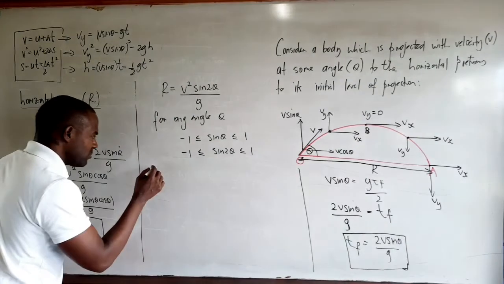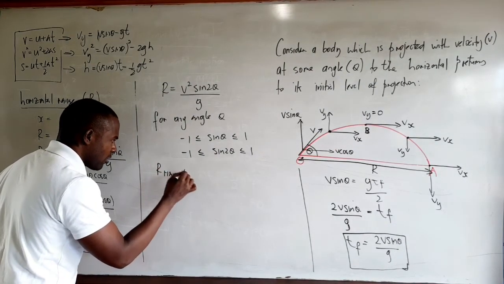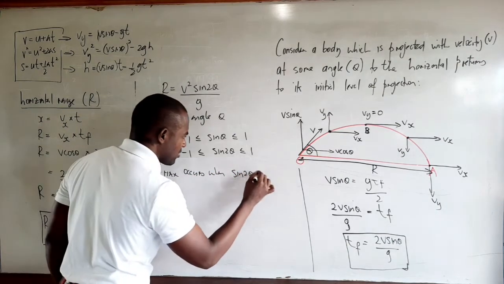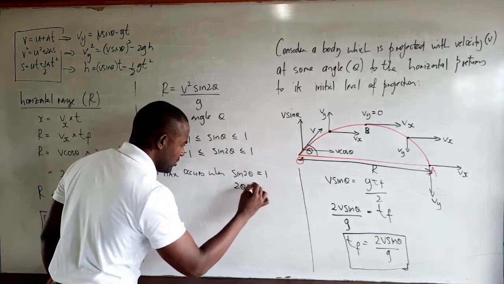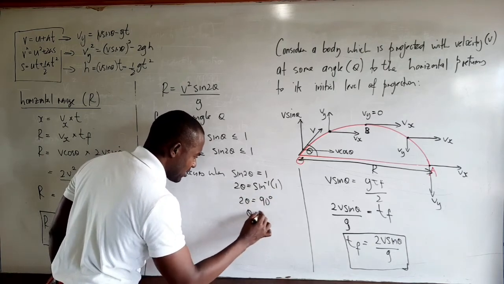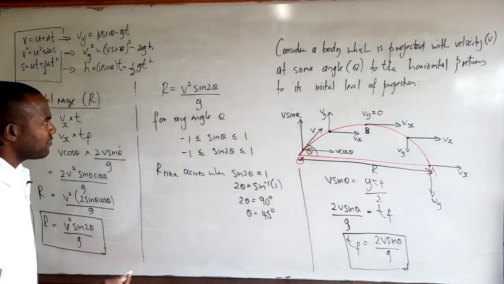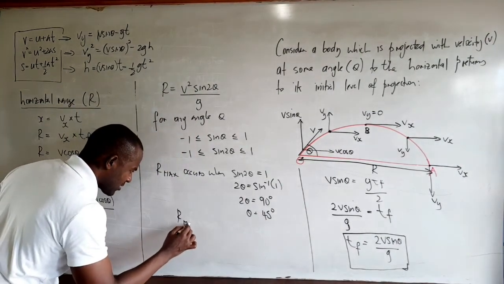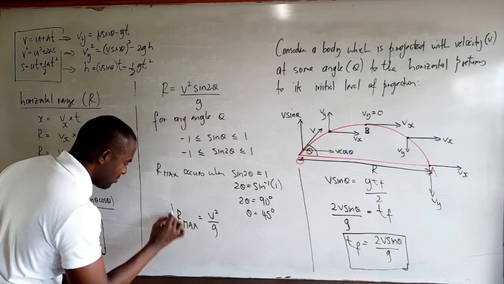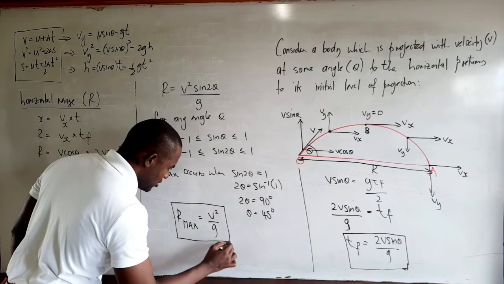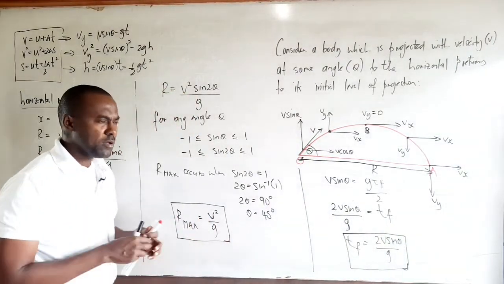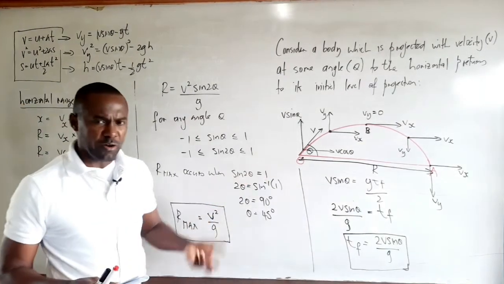So we say that maximum range, or R max, occurs when sine 2 theta is equal to 1, which means that 2 theta is equal to the sine inverse of 1, 2 theta is equal to 90 degrees, and theta is equal to 45 degrees. And having found that, of course, this means that the maximum range, R max, is equal to v squared over g, right? So the maximum range is equal to v squared over g. So what this is basically saying is that for any launch velocity v, the range is a maximum when the launch angle or the angular projection is equal to 45 degrees.